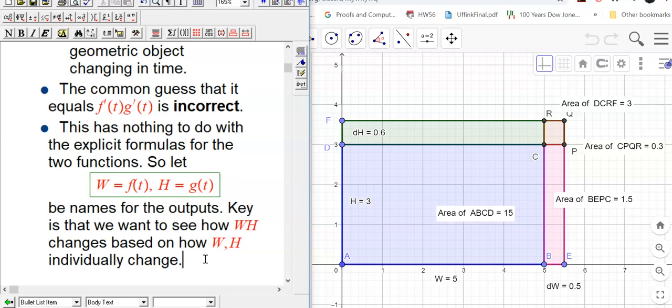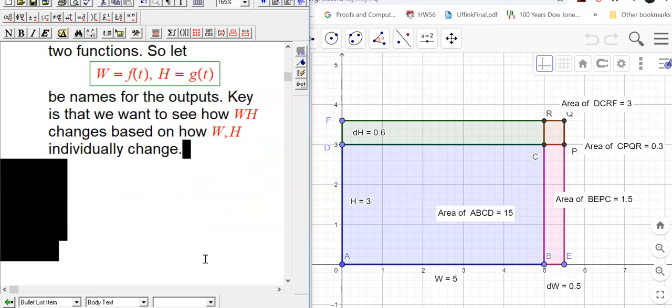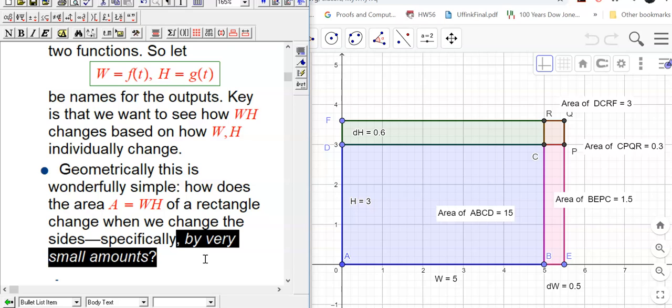And the picture is really, really nice for that because it's geometrical, and it shows us that there's a key simplification we get in this case. So here's the question. We've changed it to a geometric question. How does the area of a rectangle, w times h, change when we change the sides by very small amounts?